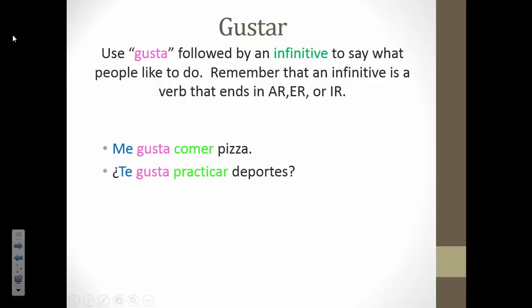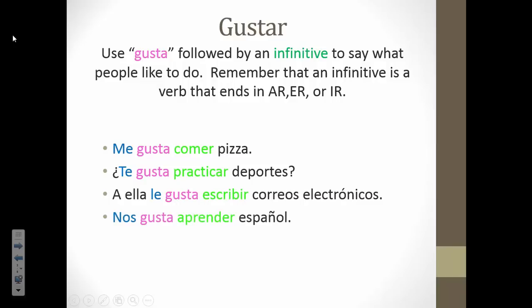¿Te gusta practicar deportes? Practicar is an AR verb, means to practice, and notice we used gusta. ¿Te gusta practicar deportes? Do you like to practice sports? Here's an example of an IR infinitive verb to say what someone likes to do. A ella le gusta escribir correos electrónicos means she likes to write emails. Escribir is to write. Notice we're using gusta.